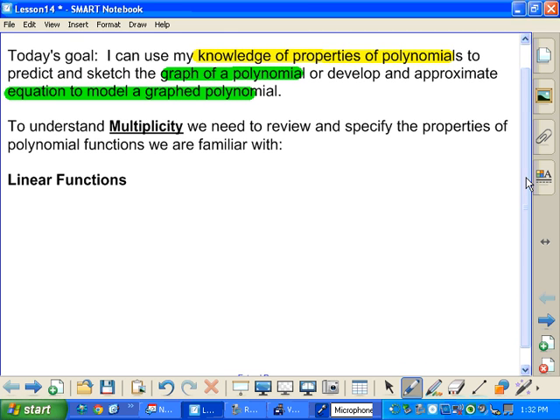To understand multiplicity, so that's the topic today, we need to review and specify the properties of polynomial functions we're familiar with. So linear functions, giving yourself a quick sketch. Okay, Cartesian plane, x, y. What do we know about it? Well, there's a line. Okay, so the graph is a line.